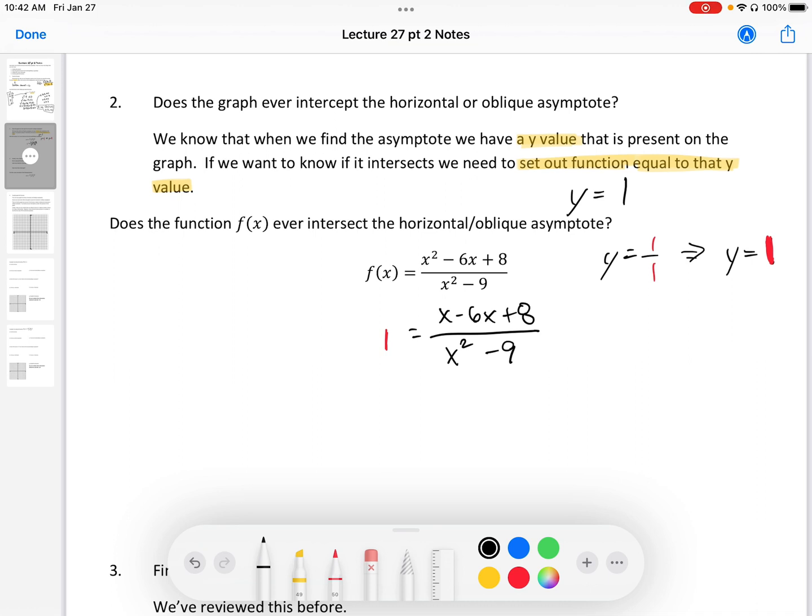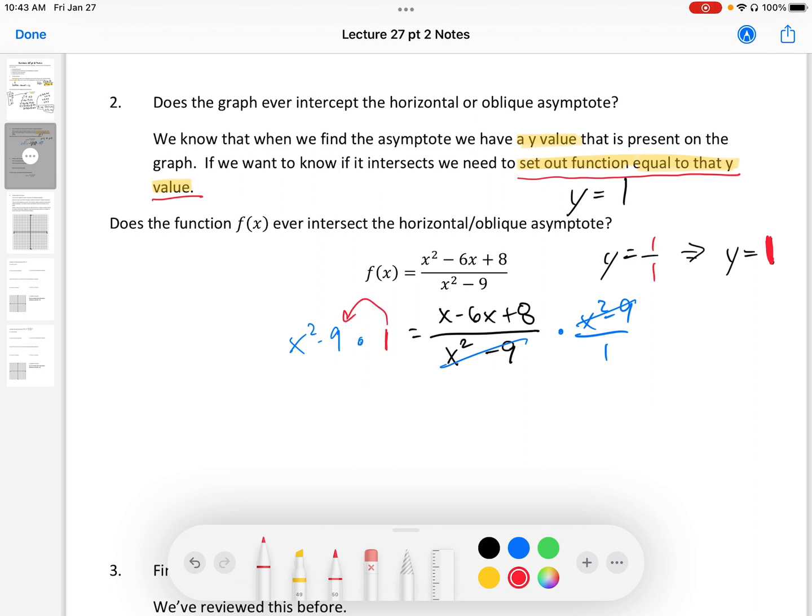So to test, we set our function equal to that y value from the horizontal asymptote. That was my 1 there, okay? Now, once I do this, I'm just going to solve. The first thing I need to do is get that x squared minus 9 off the bottom. So if I multiply this side times that x squared minus 9, those cancel, okay? Do it on this side as well, x squared minus 9, okay?